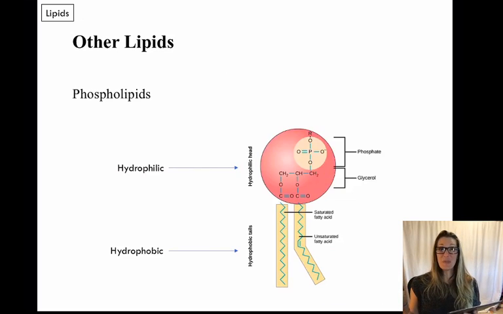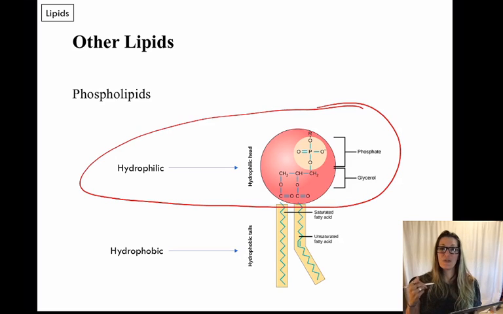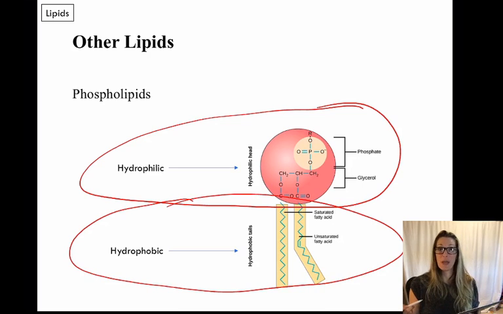Then we have phospholipids. I hope what just popped in your head is phospholipid bilayer, because we study that in many, many classes. Here we're going to start integrating different terms that we've already learned. The head of a phospholipid is hydrophilic. Hydrophilic means what? The tail of a phospholipid is hydrophobic. What does that mean? So we have a molecule that is water-loving on one end and water-fearing on the other end.